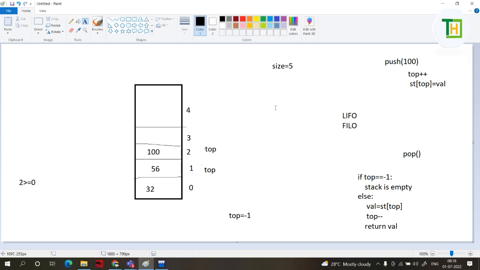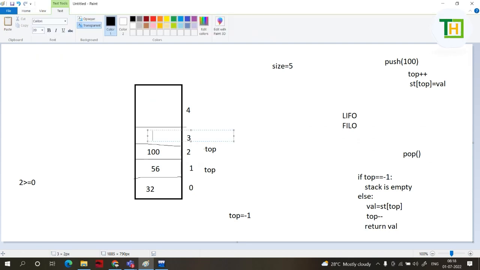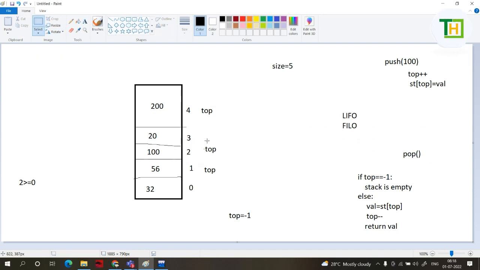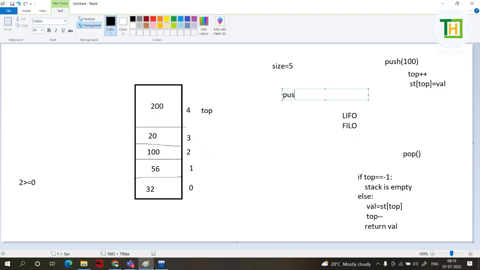But here, if the stack is full, for example, it is going to be like this. Now the top is at this position. I'm going to call push again, of 11, for example. Now top is at what position? The size is 5 and the top is at 4.